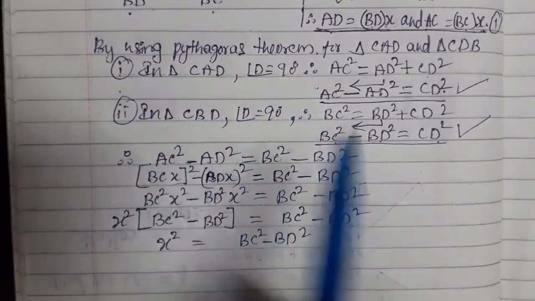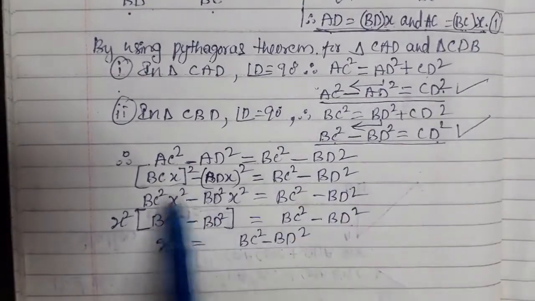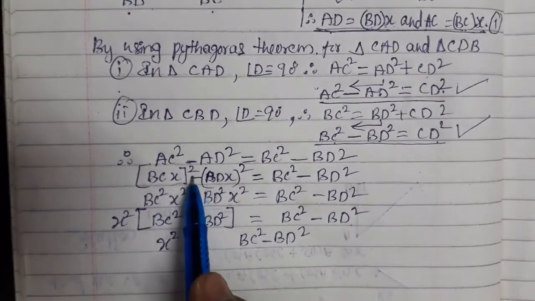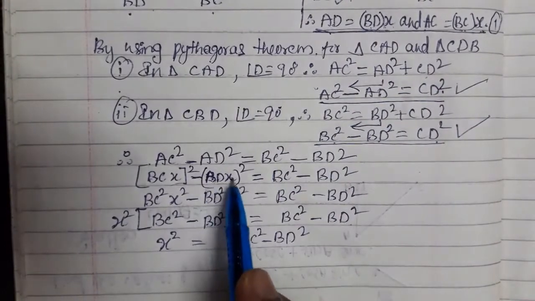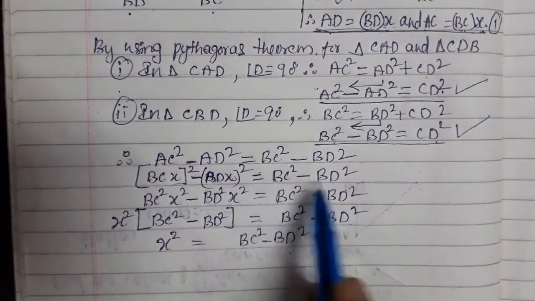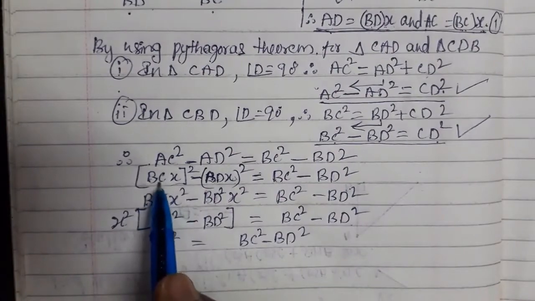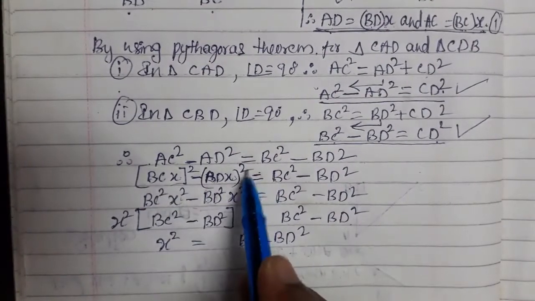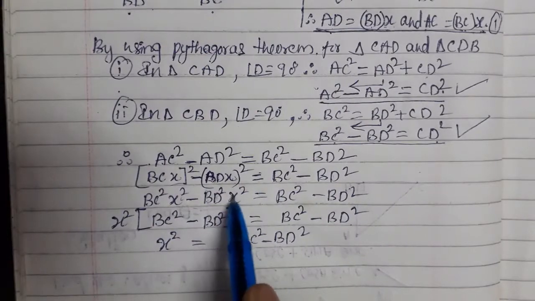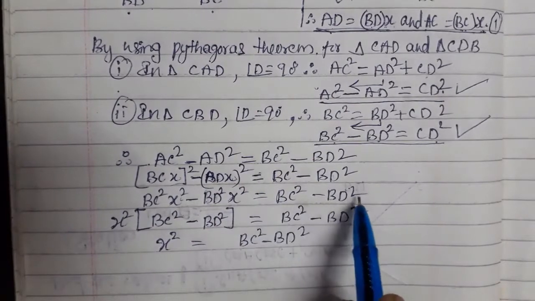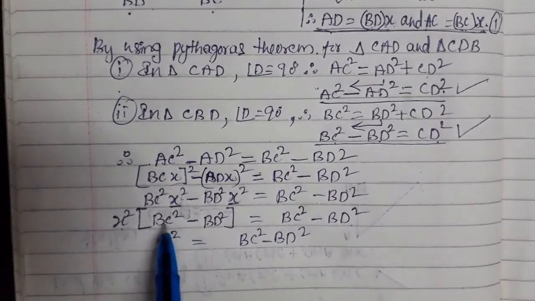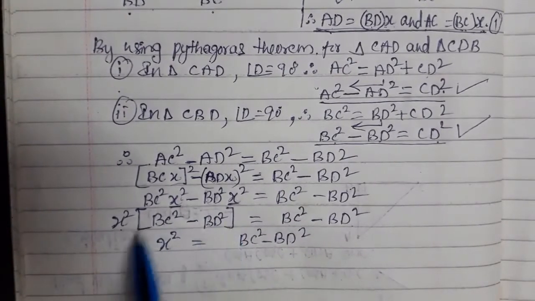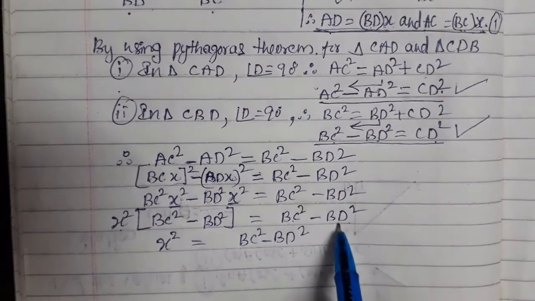So BCX whole square minus BDX whole square is equal to BC square minus BD square. Now the square belongs to both: BC square x square minus BD square x square is equal to BC square minus BD square. What is common? X square is common. Take out x square, BC square minus BD square, close the bracket, is equal to BC square minus BD square.